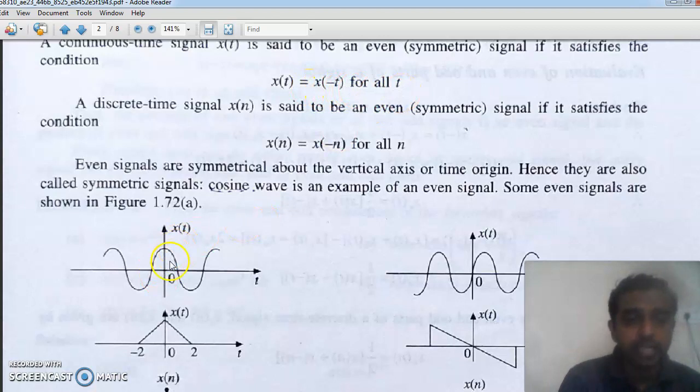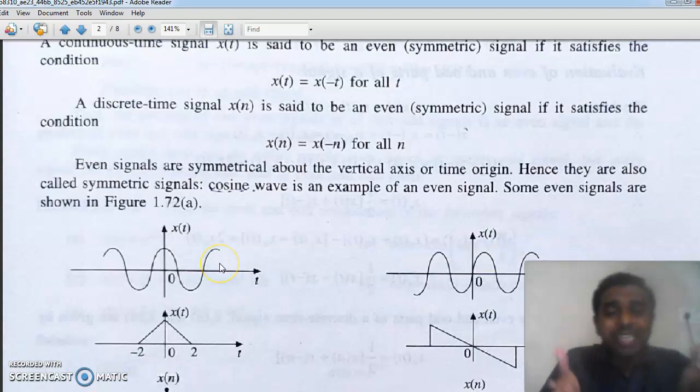For example, if we take this signal, it's a cosine waveform. See, the value at this negative point is equal to the value at this positive point. So the value at the negative instant of time is equal to the value at the positive instant of time. You can see that it's a mirror reflection. That is how this definition holds good: x of t is equal to x of minus t for all values of t. So strictly, cosine waves are even signals.